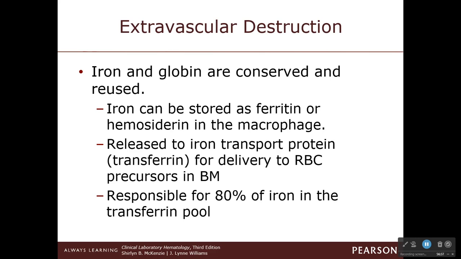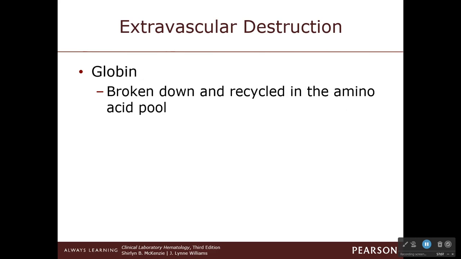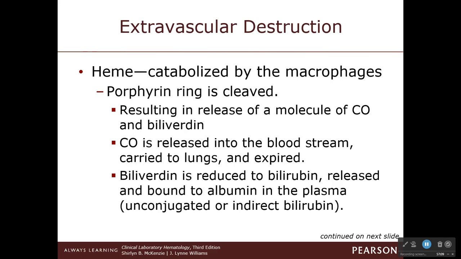We actually call it UIBC and TIBC: total iron binding capacity, and UIBC, unbound iron binding capacity. So TIBC is saturated, it's got two on it. UIBC would just have one or none, either one. This recycling is responsible for 80% of the iron in our transferrin pool. Globin is broken down and stored in the amino acid pool in the liver.